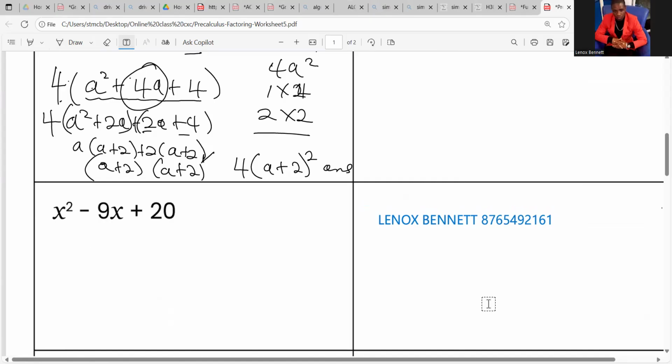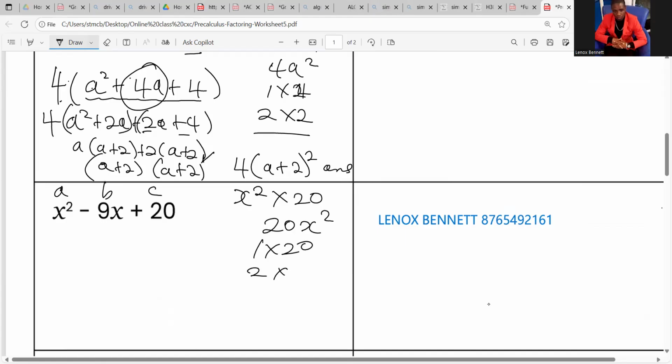All right, let me do the solution. That was a trick. I want you guys to try. So we'll label it ABC. So it's x² times 20. So we're going to get a positive 20x². These are the factors of 20: 1 times 20, 2 times 10, and 4 times 5.